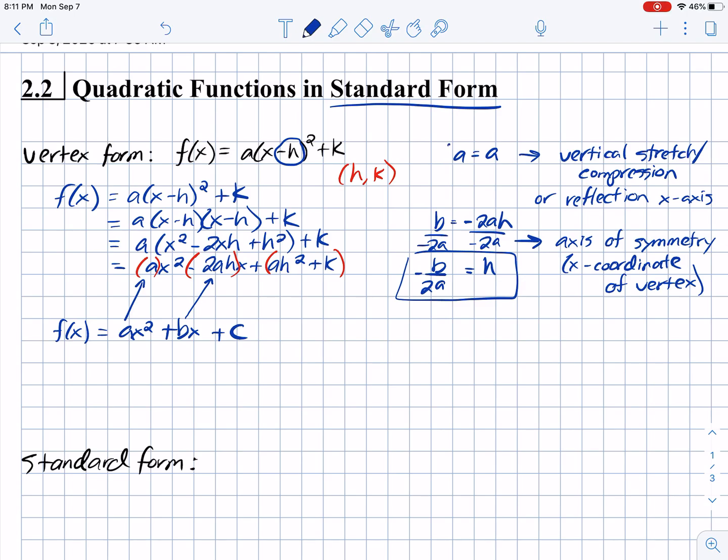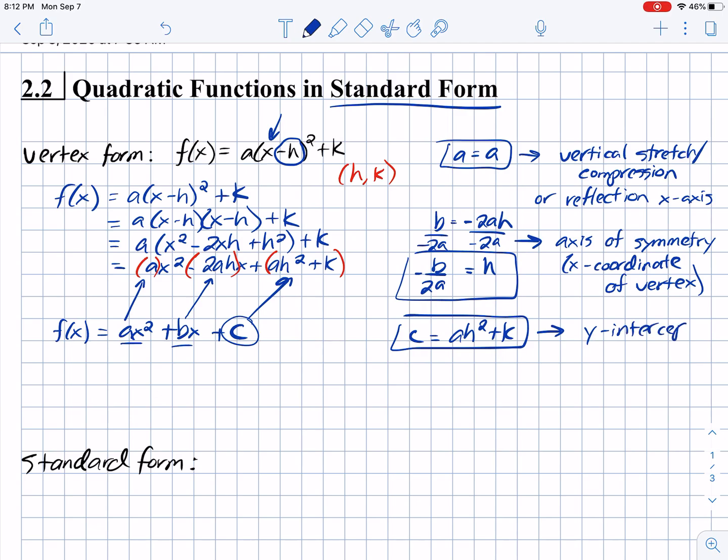And then last but not least, our c is represented by this ah squared plus k. So ah squared plus k equals c. And really, the only part for c that we need to be concerned with, if we were to plug in 0 into our vertex form, we would be left with ah squared plus k. And whenever you plug in 0 for x, same thing down here in standard form, if you plugged in 0 for x, the only thing you'd be left with is c. So really our c equals ah squared plus k.